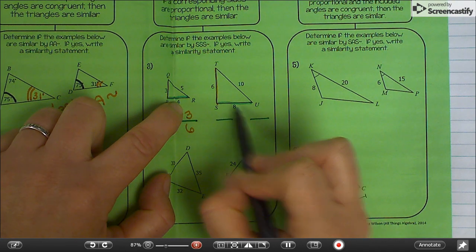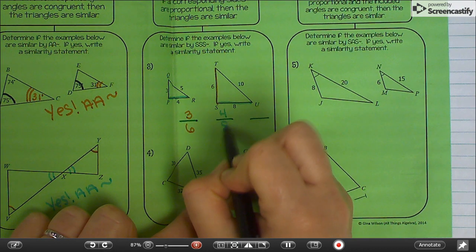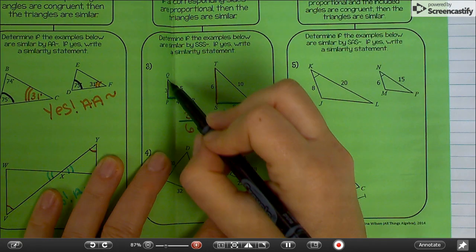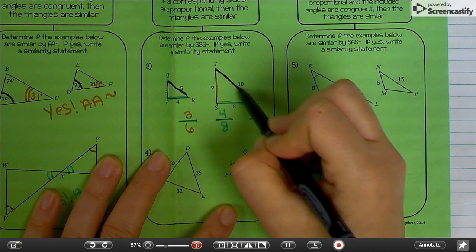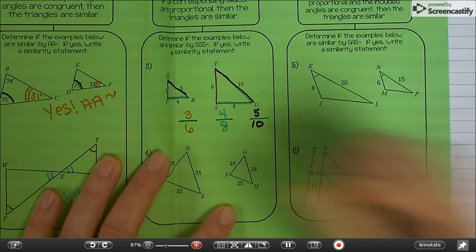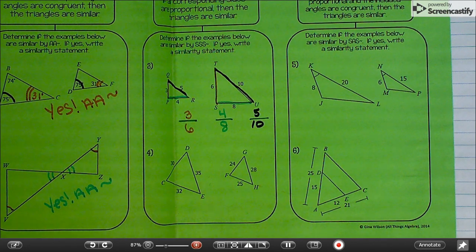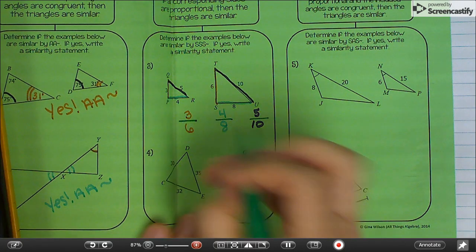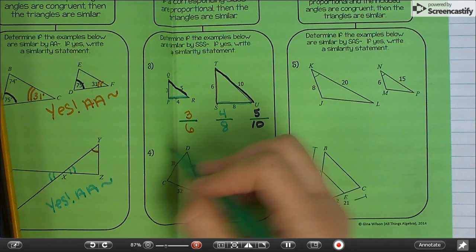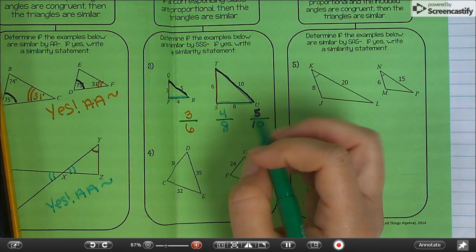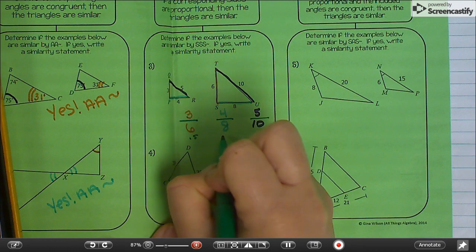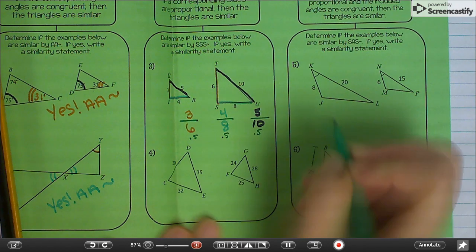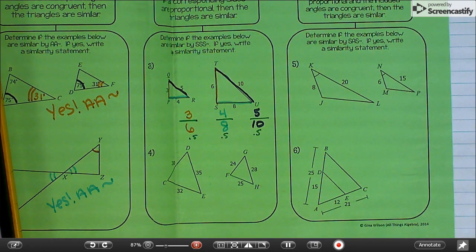4 and 8 are the middle numbers in those triangles. And then we have the longer side of this one with the longer side of that one. So 5 over 10. All right. We need to simplify these fractions or turn them into decimals to compare them. I can tell just off the bat that these are all 1/2, but I'm just going to go with fraction or decimal form because that works really easily in a lot of ways.